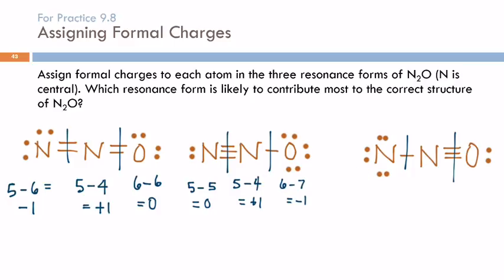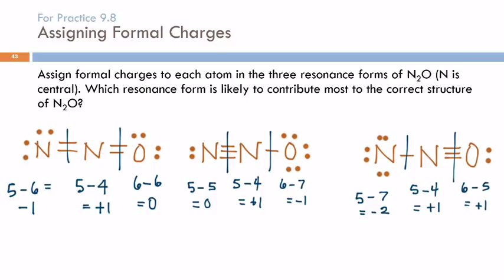When we come over here, 5 minus how many? 7. So this one's -2. And in the middle, we've got 5 minus 4, +1. And on the end, we have 6 minus 5. So -1. Sorry, +1, yes, that's correct. The formal charges have to add up to the overall charge on the ion or molecule. Here it's 0. So all of these add up to 0. So that's a nice indication that maybe we did it correctly.